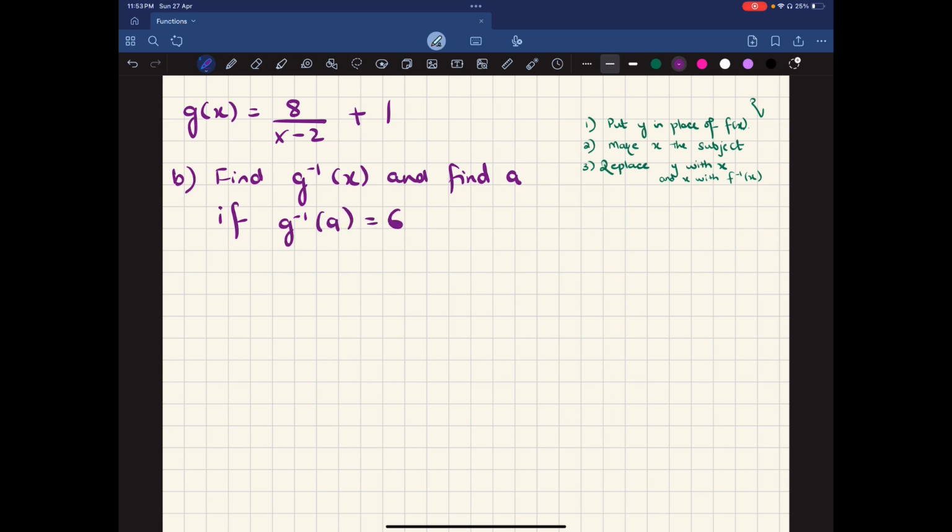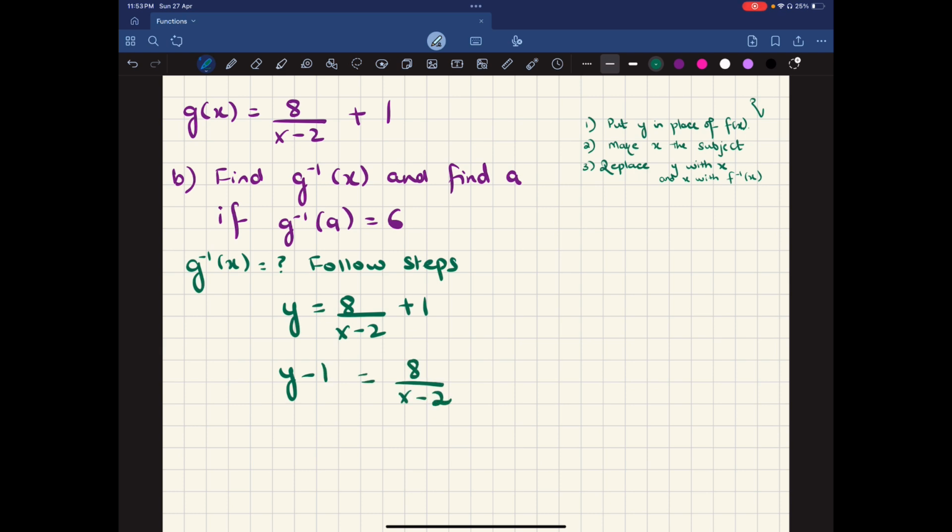Okay, so what is the first step? We need to find g inverse of x. For that, we are going to follow the steps. Which steps? These steps. Step 1, replace y in place of the function f of x, because it is g of x here. We're simply going to replace g of x with y. Second step, make x the subject. So y minus 1 is equal to 8 over x minus 2.